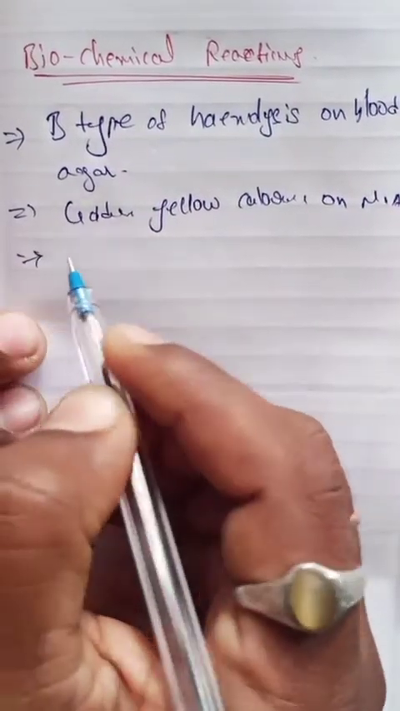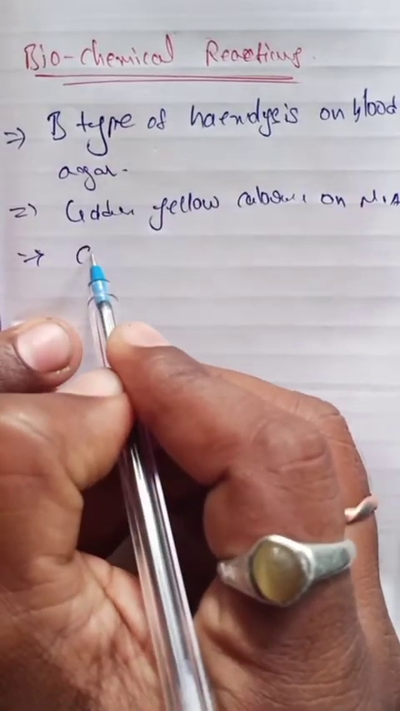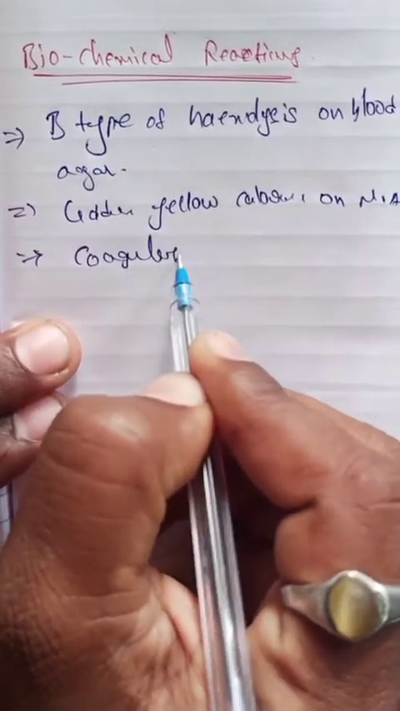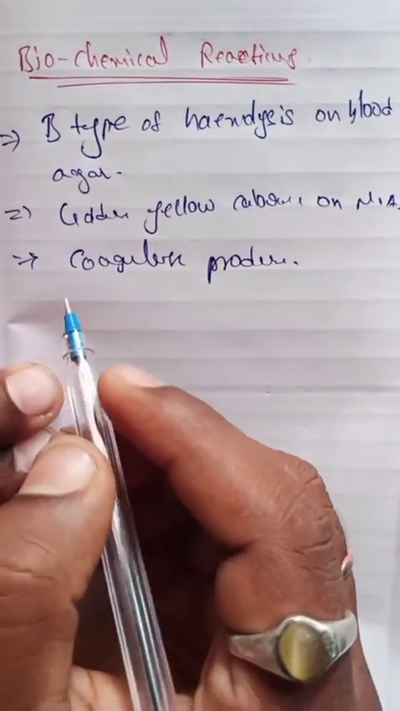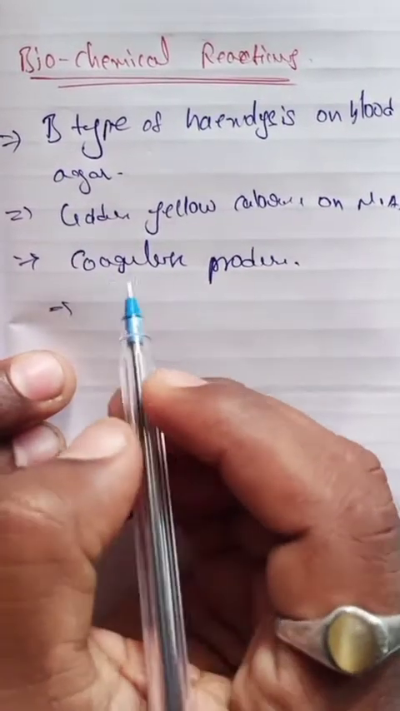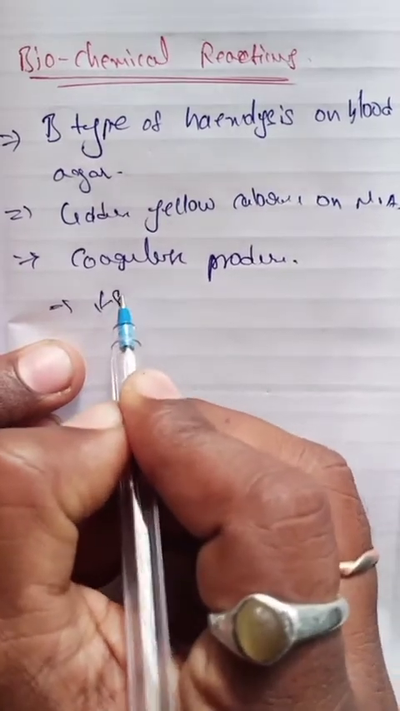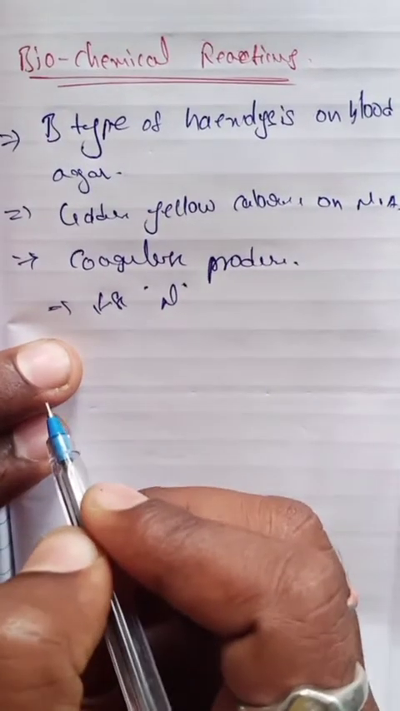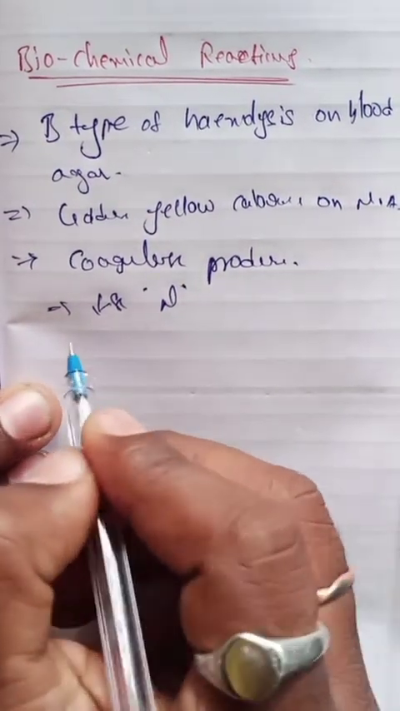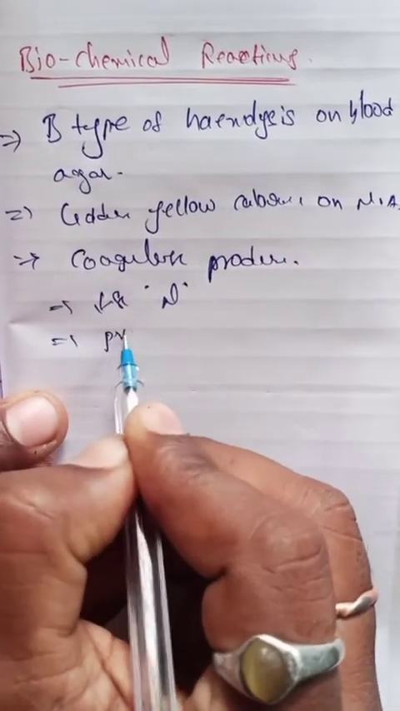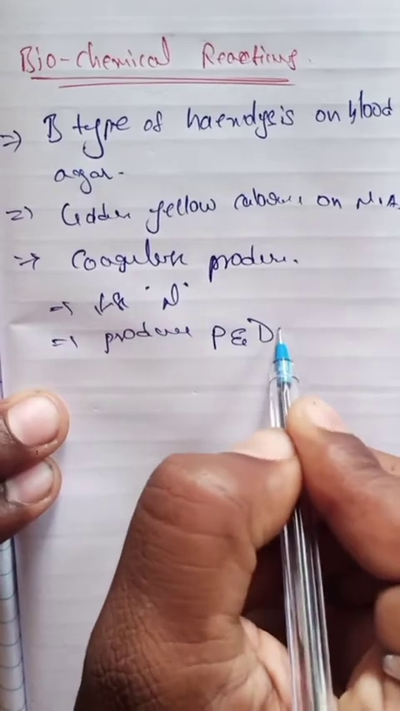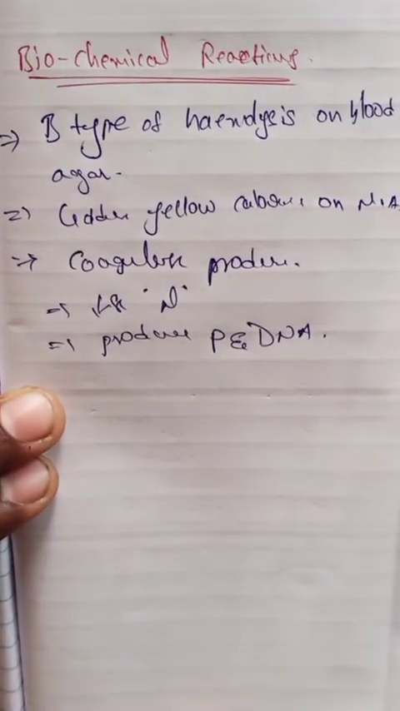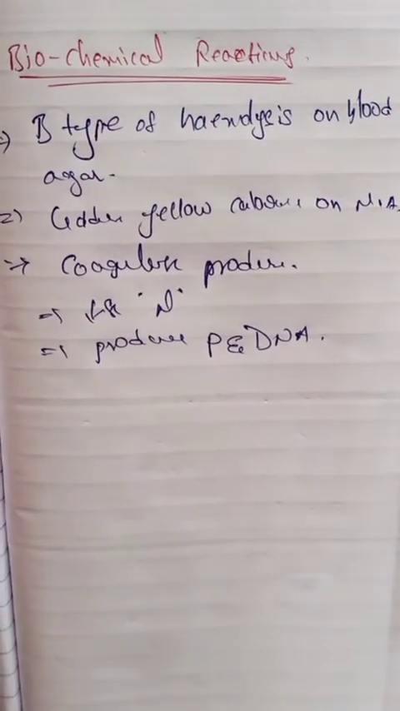And the next one is coagulase. It reduces the nutrients in the body, and produces phosphates and DNA. These produce the phosphates as well as the DNA. So these are the biochemical reactions.